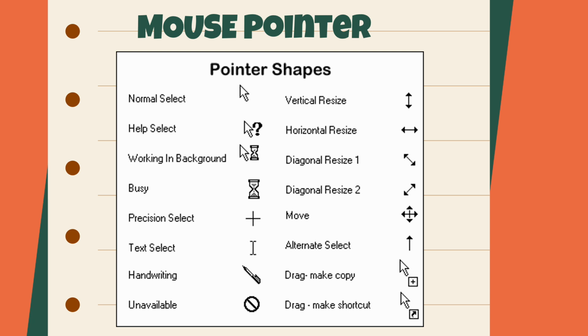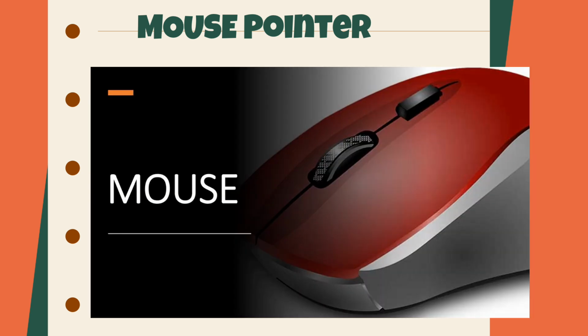Next is if you want to move the shape or a picture, alternate select, drag, make a copy if you want to copy multiple objects. Next is drag, make shortcut if it's a shortcut. For example, shortcut from an icon. So I want you to also watch another video, the different types of mouse.